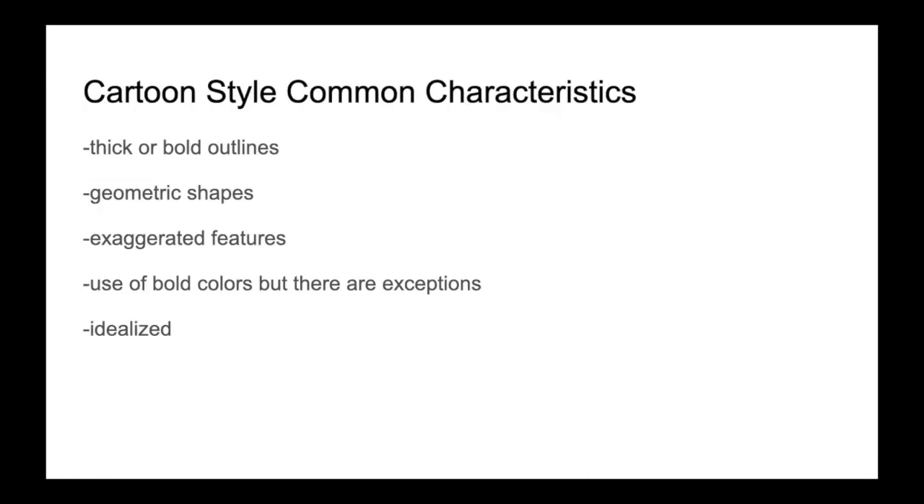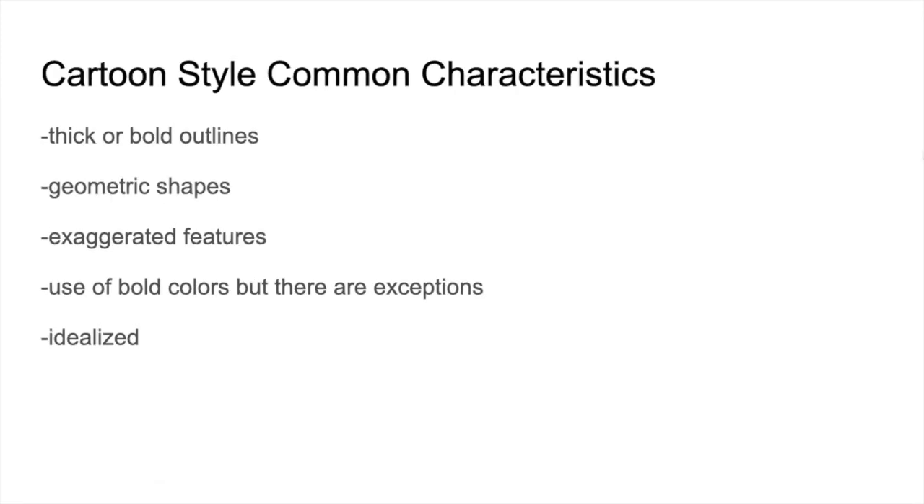You will be creating a cartoon-style self-portrait. Here are some of the common characteristics of cartoons. They have thick, bold outlines. There are usually a lot of geometric shapes. They have exaggerated features. So, for example, if the nose was really large or the eyes were really large, the hair is really tall, there are things that are very exaggerated. The use of bold colors is very common, but there are exceptions. There are cartoons that look a lot more dull. But idealized is a big part of it. Not very many cartoon characters look like real people. They are somewhat idealized to look a certain way.